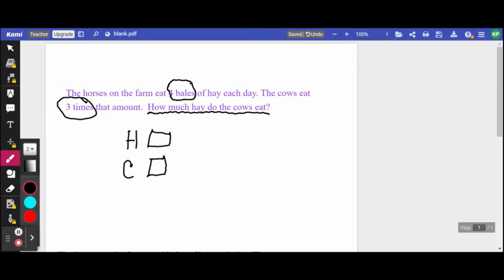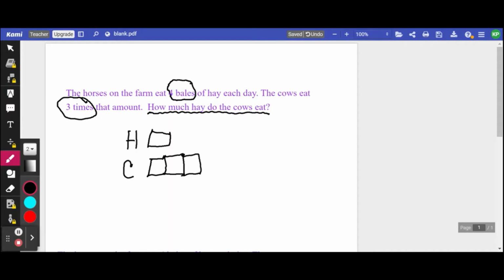Okay, so now I'm going to finish this model. I'm going to make it match what the problem says. It says the cows eat 3 times what the horses did. Right now it's looking like the cows and the horses are even, so I need to make the cows have 3 times as much as the horses. So now the horses have 1 box and the cows have 3 boxes.